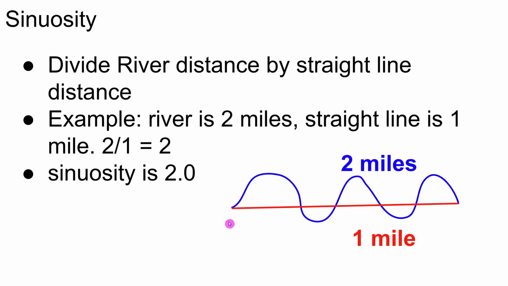So, for example, we've got this river, we measured it's 2 miles long. The straight line distance for this going from the start point to the end point is 1 mile. 2 divided by 1 is 2. Sinuosity is 2. That's pretty much it.